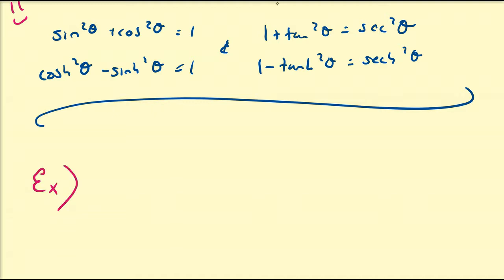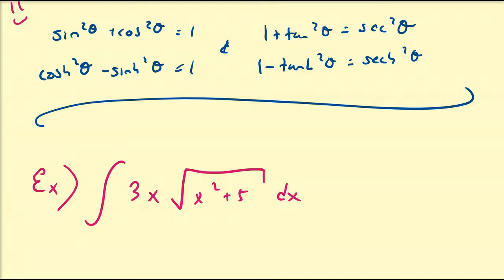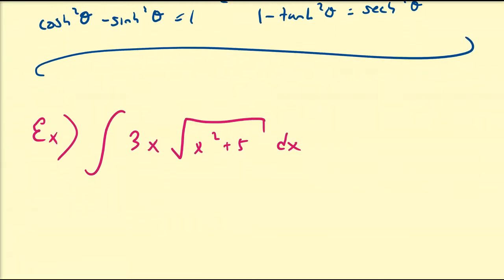To illustrate this method, we're going to use the integral of 3x times the square root of x squared plus 5 dx. Just based on observation, you should be able to solve this integral with the methods we've already talked about. You can use substitution, and we'll illustrate this and then compare our new method's solution to this one and see if they're equal.